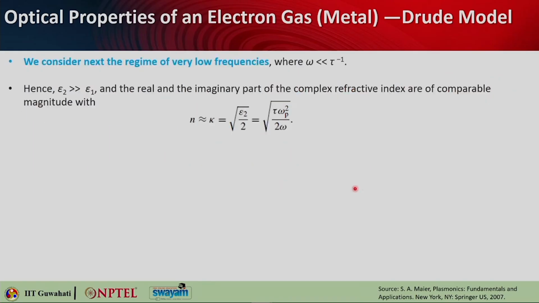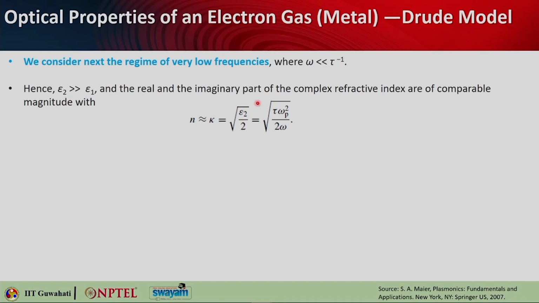Okay. Now, if we consider the regime of low frequencies, it means where omega is much lesser than tau inverse or gamma. If we consider that particular case, here you will see that your imaginary part is becoming much larger than the real part.